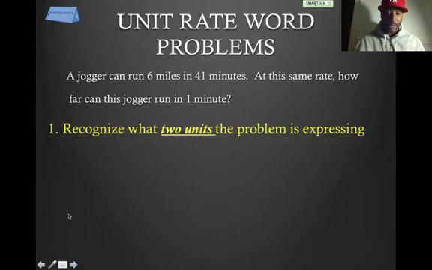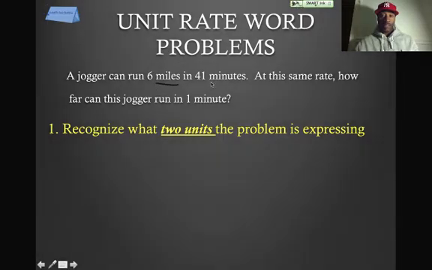The first thing you have to do is recognize what 2 units the problem is expressing. When I read this first sentence, I see a jogger can run 6 miles in 41 minutes. So now I know I'm dealing with miles and minutes. Those are my 2 units. Miles and minutes are my 2 units.